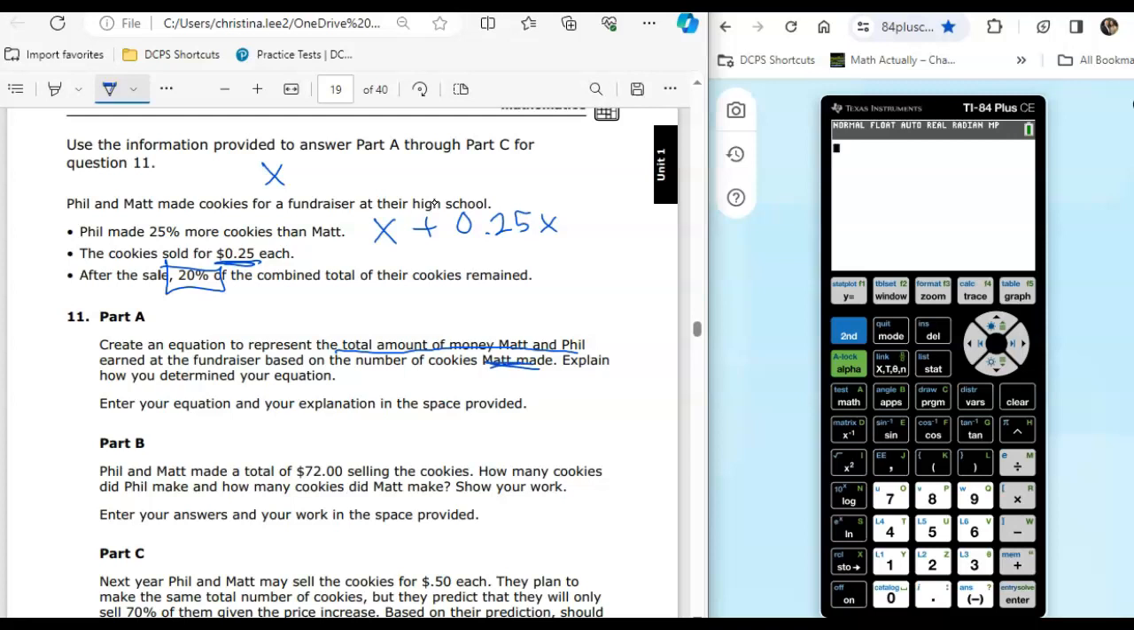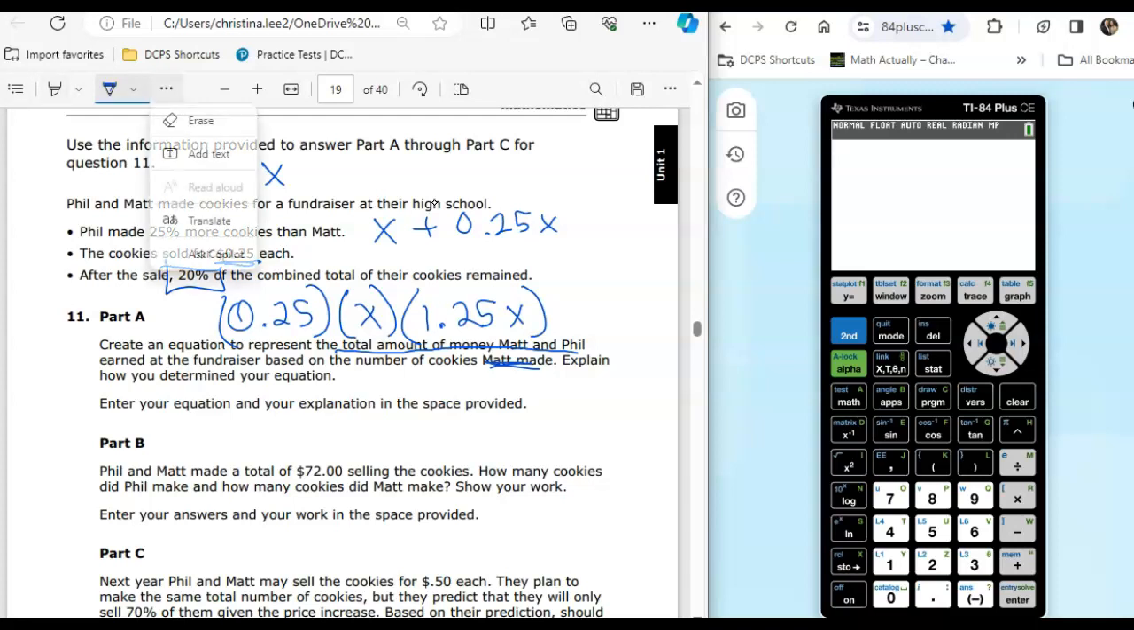So let's start with part A. So for part A, we know that the cookies cost 25 cents each, right? So we're going to multiply 0.25, or that cost of the cookies, times all of the cookies, right? We also know that Matt supposedly made X cookies, right? And that Phil made 25% more than that. So Phil made 1.25X.